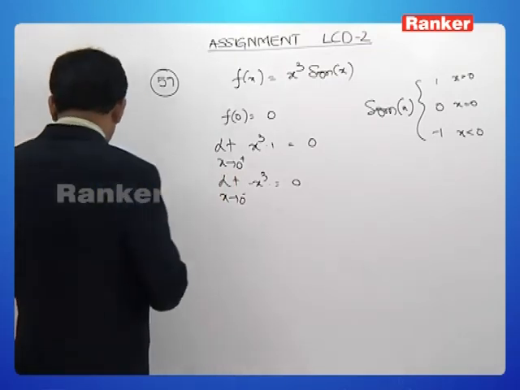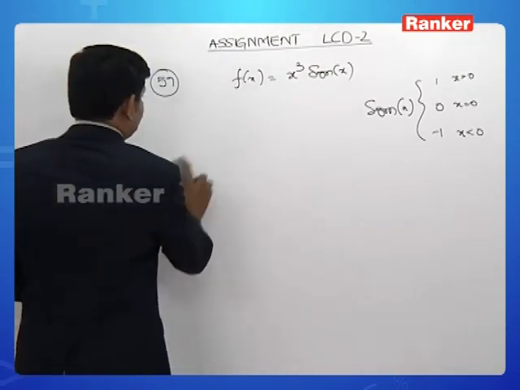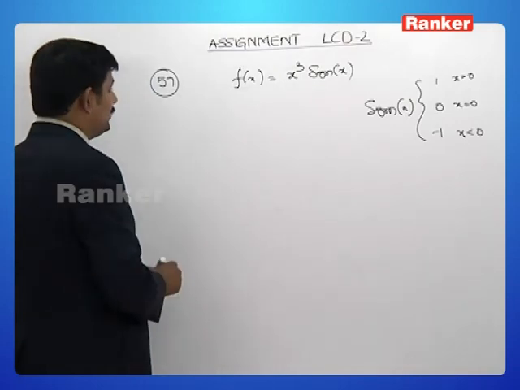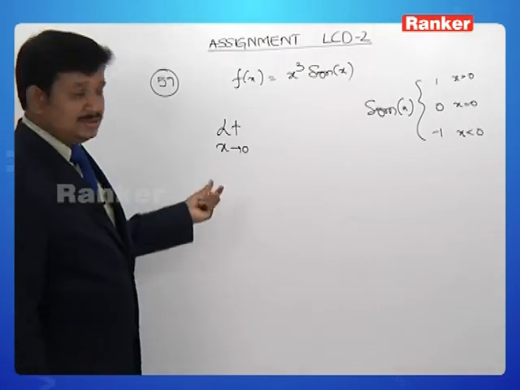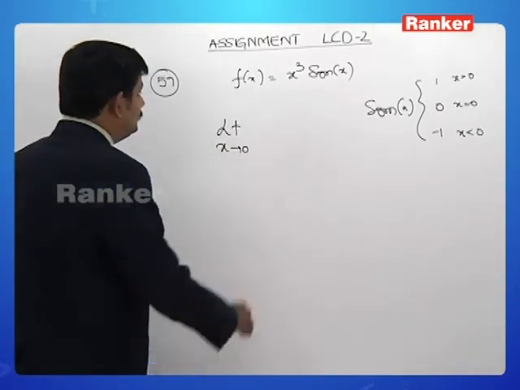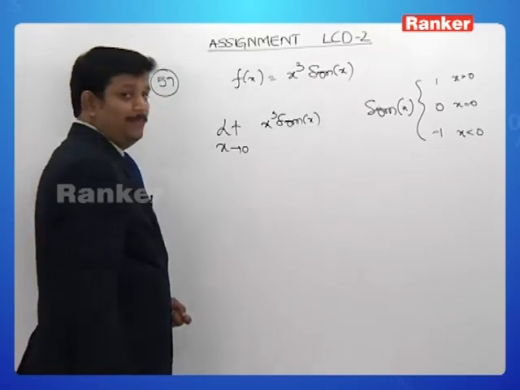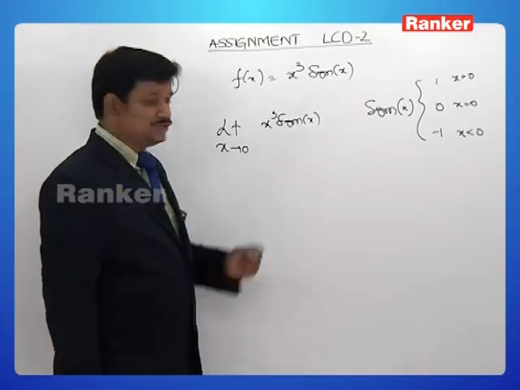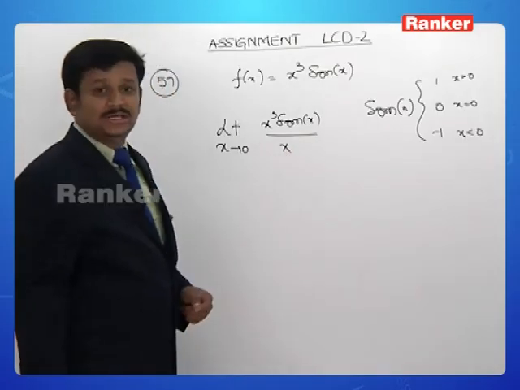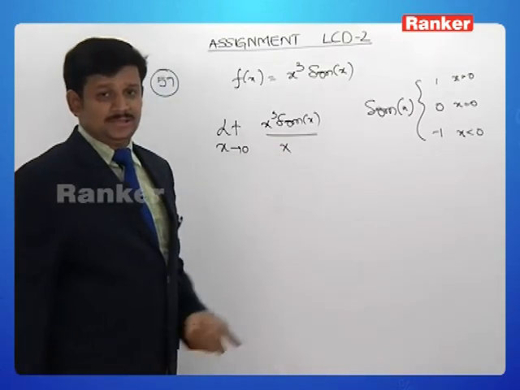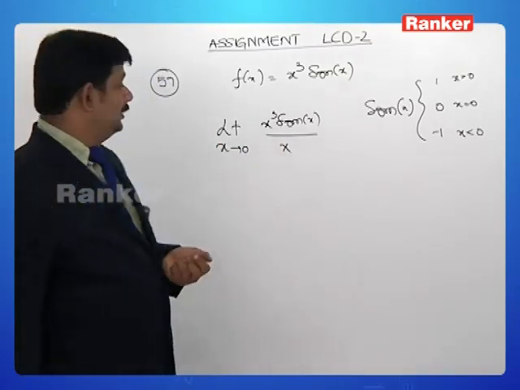Let us check the differentiability. To check differentiability at x equal to 0, we need to evaluate limit x tending to 0 of f of x, x cube signum of x, minus f of 0, which is 0, divided by x, following the formula limit x tending to a of f of x minus f of a divided by x minus a. If this limit exists, the function is going to be differentiable. If the limit does not exist, the function will not be differentiable.